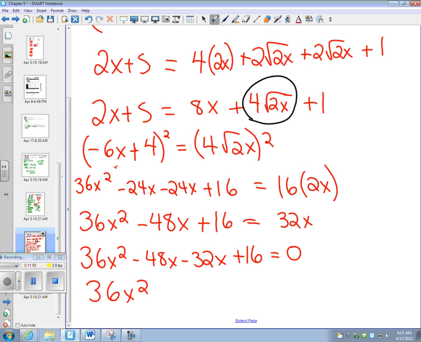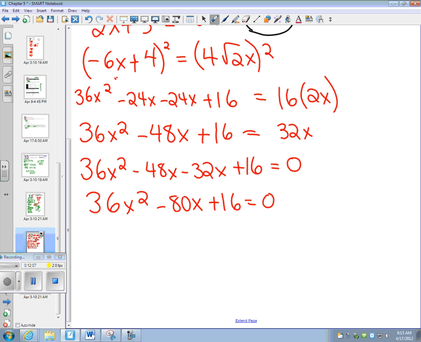48 minus 32, yep, is minus 80x plus 16 is equal to 0. So now I'm just solving equations. Well, I can see that there are some common factors that I could get out of here. I think the greatest common factor between 36, 80, and 16 is 4. I know 2 is, but I'm pretty sure I can do 4 as well. So I'm left with 9x squared minus 20x plus 4.